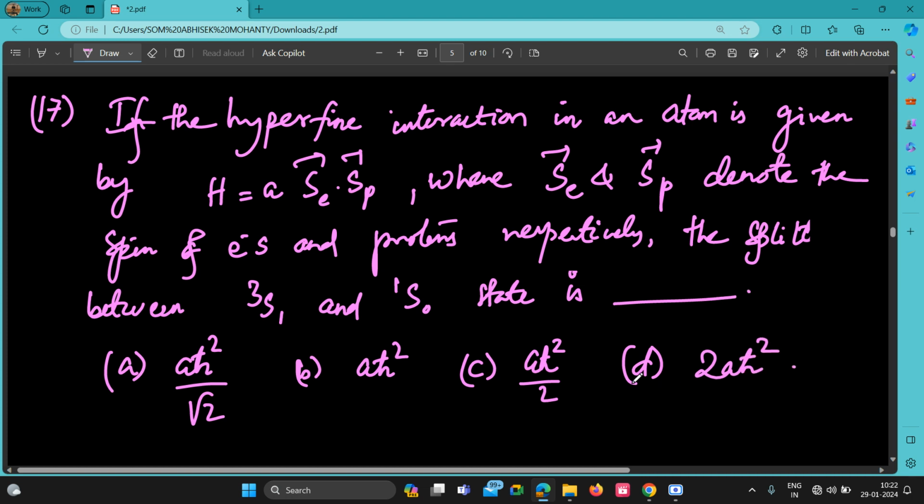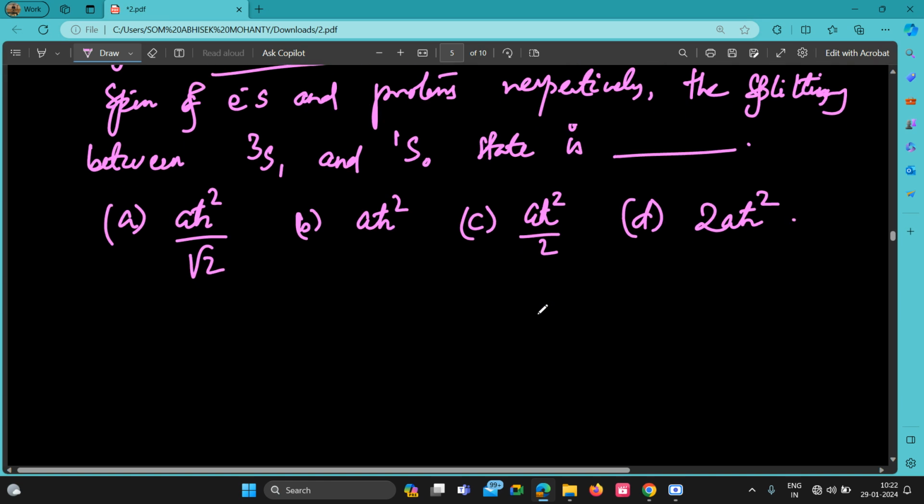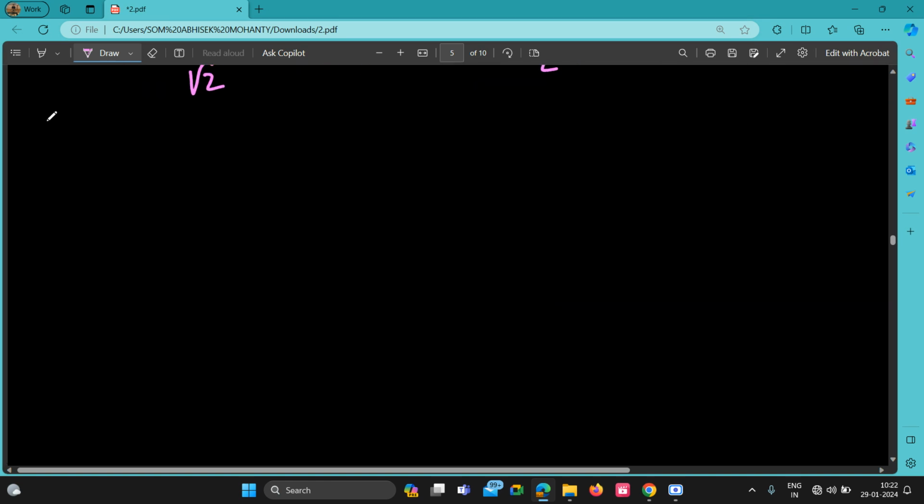This is the question. Again, read the question twice and only then start proceeding. If the hyperfine interaction in an atom is given by H is equal to A times spin of electron dot spin of proton, the splitting between 3S1 and 1S0 is how much? How to approach this question?